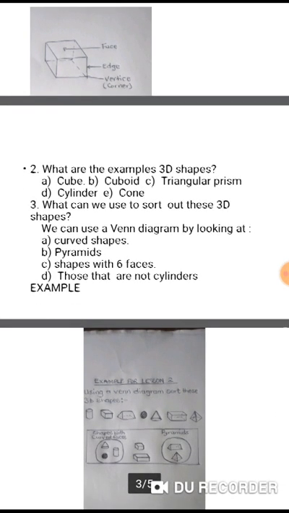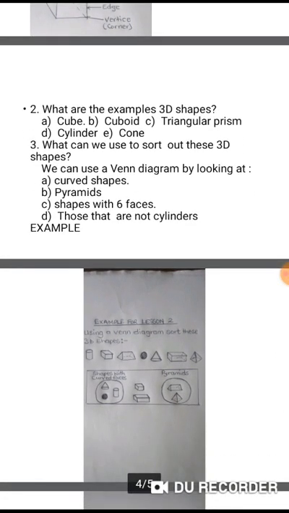Then let us go to examples of 3D shapes, looking at their names. Some of these 3D shapes. So question 2 says, what are the examples of 3D shapes? A, we have a cube. B, cuboid. C, triangular prism. D, cylinder. And the last one is a cone.